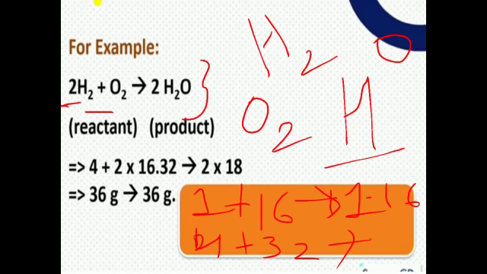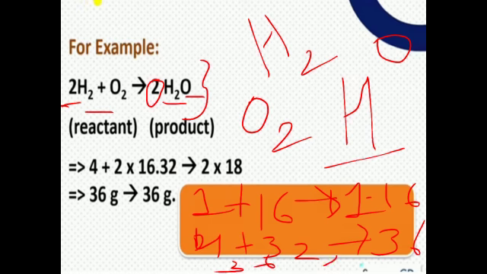This gives us 2 H2O. Here 2 hydrogen atoms, this 2 plus this 2, so it will be 4. And this is 16. For this 2 and for this 16, 2 plus 16 will be 18. We have to multiply it with this 2, so it will be 36. So 32 plus 4 is 36.